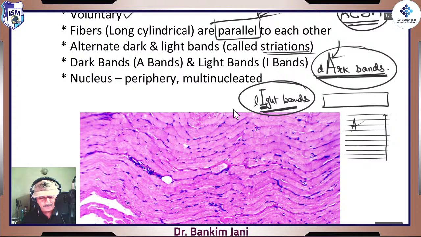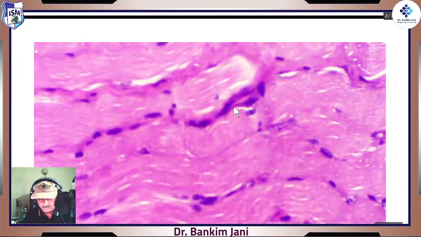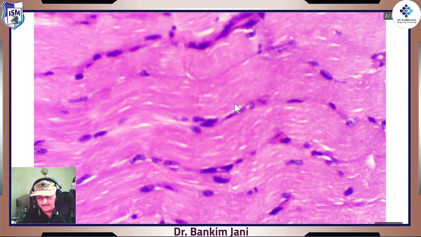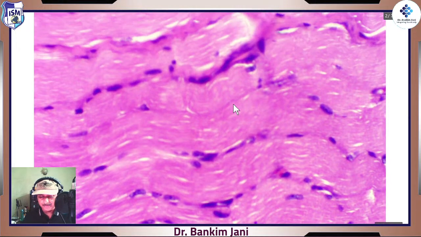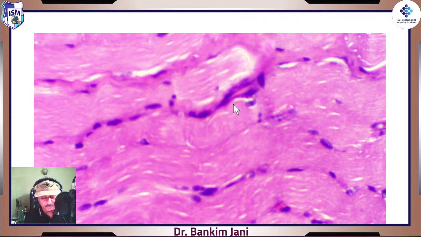Thank you. So here comes the nucleus, which is peripheral and multinucleated. So here it is, right? The nuclei, multinucleated, so many nuclei can be seen, right? And we see that yes, they look like those parallel bands.